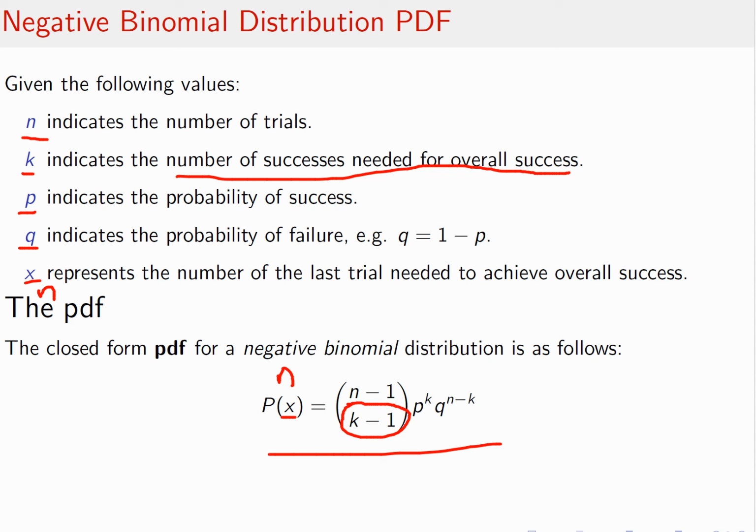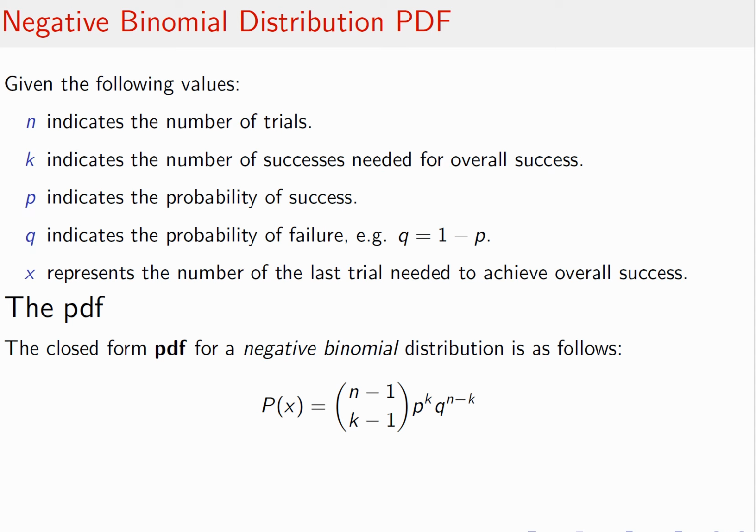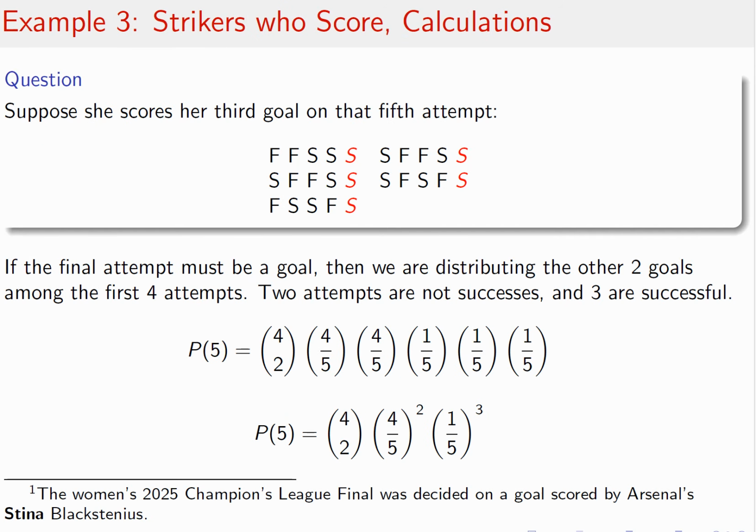on the problem. By the way, as we clear this out, I do want to mention that I didn't just pick the name Stina out of a hat. The most recent, a week ago, we had the Champions League final for 2025. The Women's Champions League was decided on a goal scored by Arsenal's Stina Blackstenius. Okay, so that's where the name comes from. The example question is a tribute to that exciting game, and that only had 1 goal in it, and it was scored by Stina.